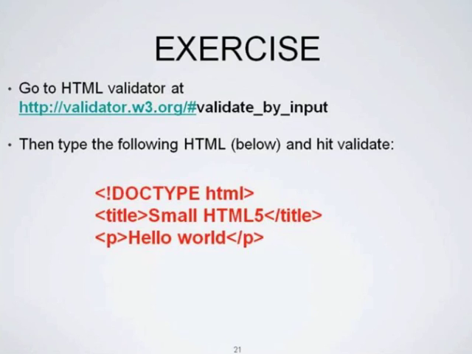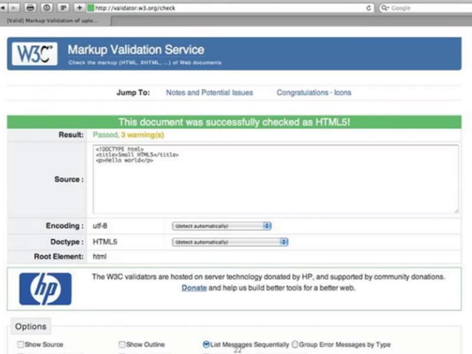You don't have to remember the long doctype, and then type title small HTML5 and P hello world. Once you do that, you'll see what happens in slide 22: it validates. This is like the world's smallest web page, and it's valid. You could never, ever do this with XHTML.